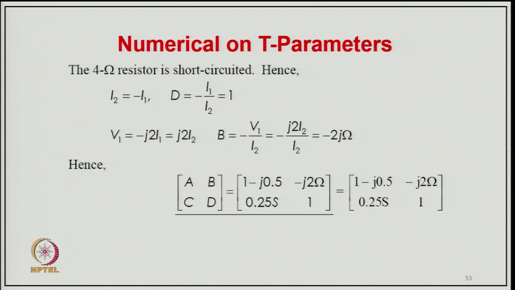To determine the BD parameters, consider the output terminals shorted and apply the voltage. Here the 4 ohm resistor is shorted, hence I2 equal to minus I1. So, the D parameter is minus I1 upon I2 equal to 1, and V1 is minus J2 I1 equal to J2 I2, that is B equal to minus V1 upon I2 equal to minus J2 ohm. Hence the ABCD parameters are 1 minus J0.5, minus J2, 0.25 and 1.